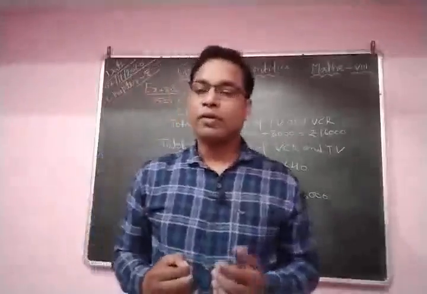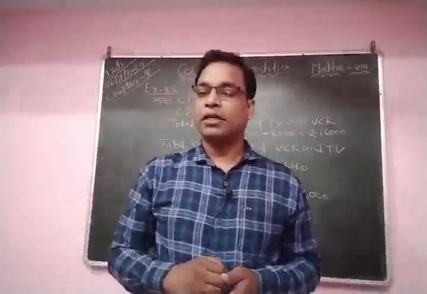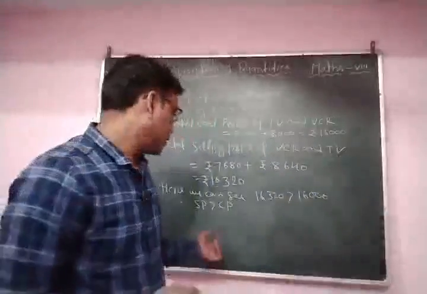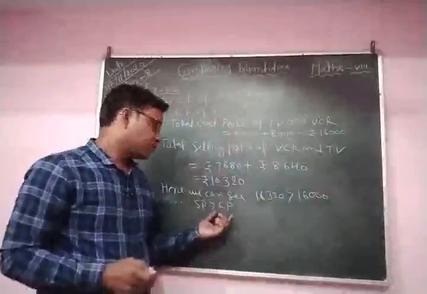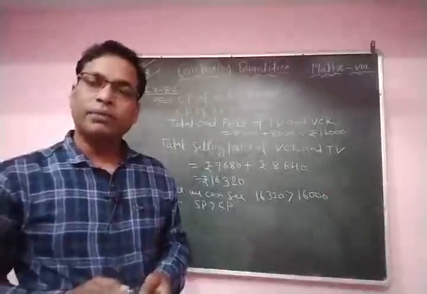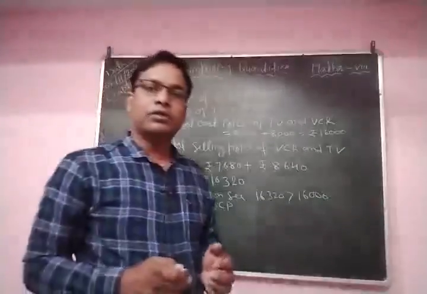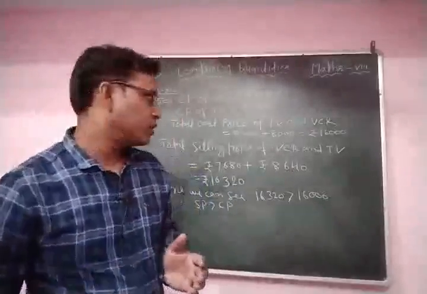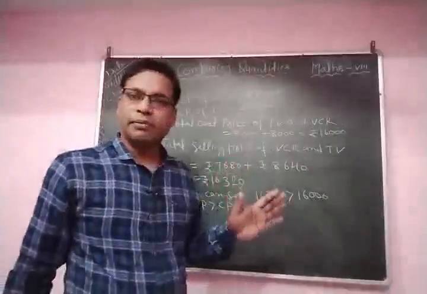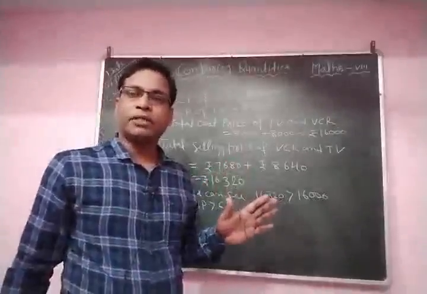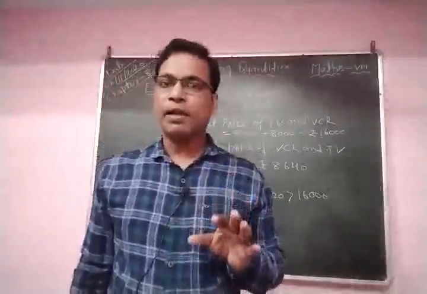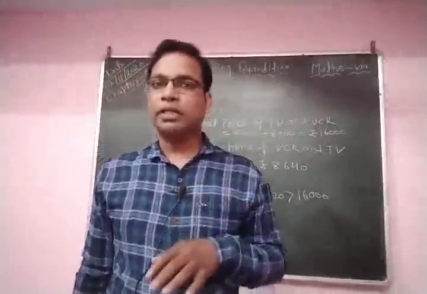So what happened in whole transaction? Because you can see here selling price is greater than cost price, so you can say in whole transactions you have profit. Okay, so what is the profit? Profit is equal to SP minus CP, because we need to find here profit or loss percentage in whole transaction.